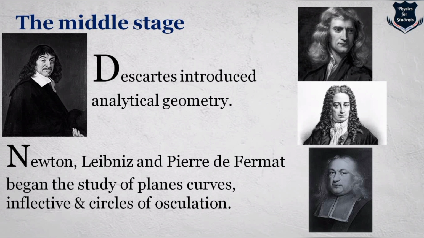Newton, Leibniz and Pierre de Fermat began the study of plane curves and inflections and circles of osculation. All these were based basically on Descartes' analytical geometry. So you see Newton, Leibniz and further Fermat made important contributions in differential geometry in the study of the nature of curves.